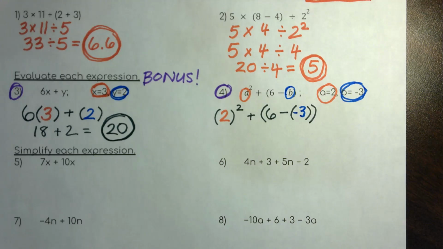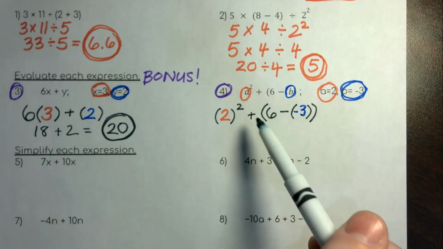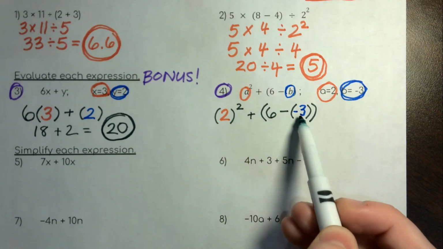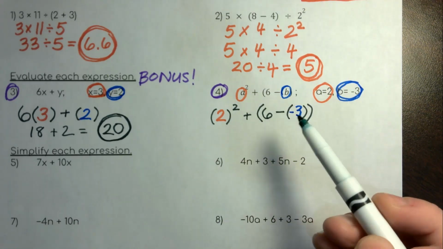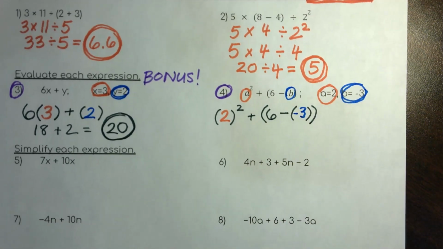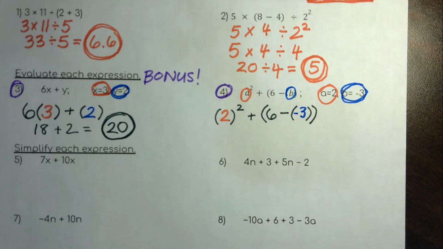Okay. Now we have our variables plugged in, so we can solve this math problem. We have 2 squared plus 6 minus negative 3. What do we do first? Yeah, we're going to do what's in parentheses first. We have 6 minus negative 3. Who knows what that is? Ooh, I'm hearing 2 different answers. I hear 3, I hear 9. Which one's right?